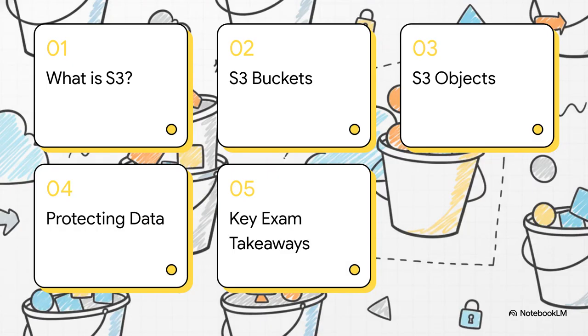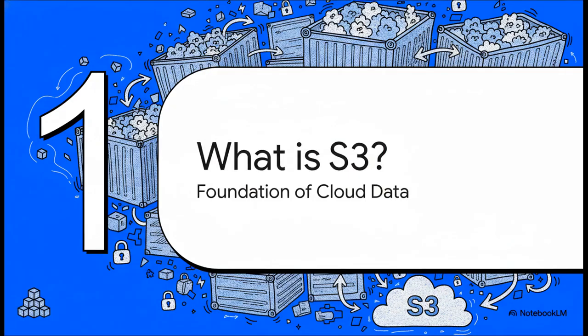So first up, we're going to dig into what S3 object storage even is and why it's such a game changer. Then we'll get practical and learn how to build our digital warehouse using S3 buckets and, of course, how to stock the shelves with S3 objects. After that, we'll look at a super important safety feature called versioning. And then, to wrap it all up, we'll go through a quick cheat sheet of the biggest takeaways for your exam.